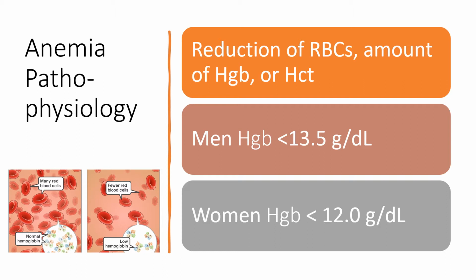The most common indicator that we refer to is the hemoglobin, though. So knowing these normal levels is going to be necessary. For men, a hemoglobin less than 13.5, and in women, a hemoglobin less than 12. These are going to be your numbers to memorize that may indicate that a client is anemic.